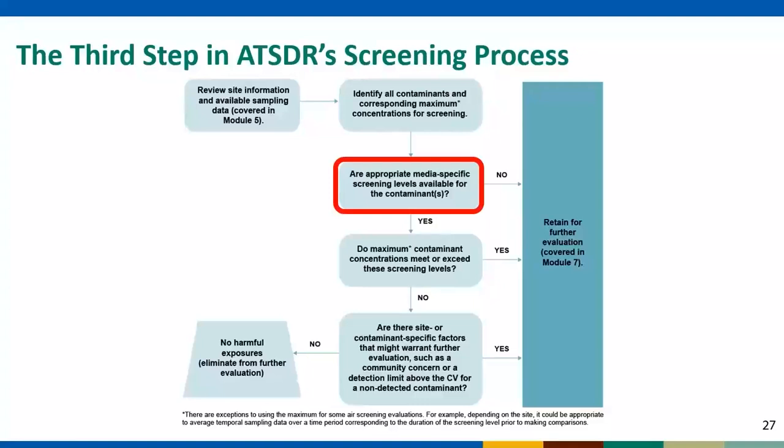Remember to always use an ATSDR CV if one is available. You should select the CV for screening recommended by FAST, the Public Health Assessment Site Tool. This is usually the CREG or chronic EMEG. If only acute CVs are available, you should retain the contaminant for further evaluation. If you chose yes in the previous step, indicating that appropriate media-specific screening levels were available for your contaminants, you move on to this next red highlighted box.